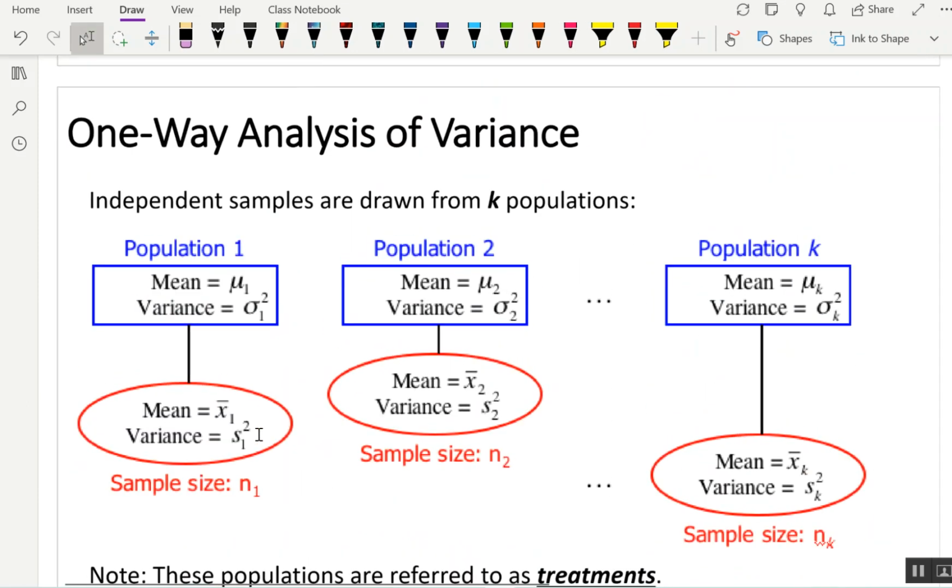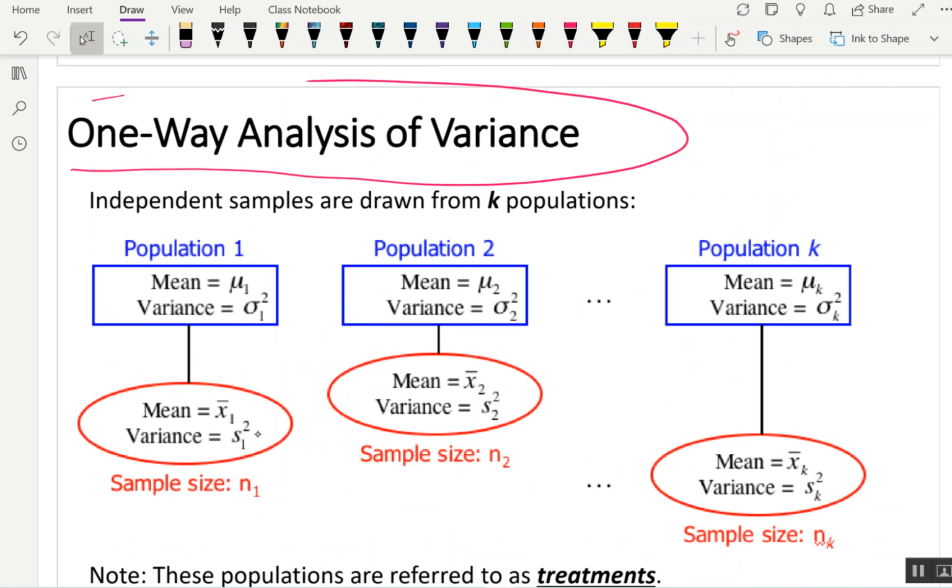Alright, so again here we are talking about one-way analysis of variance, or ANOVA. Independent samples are drawn from K populations. So they have a few populations and we take samples. Let's say, for example, in this slide we have 3 populations. So basically the K in this example is equal to 3. So that is the population.